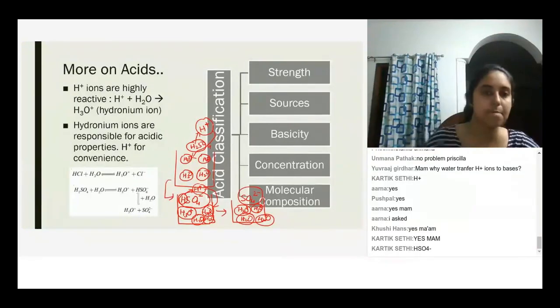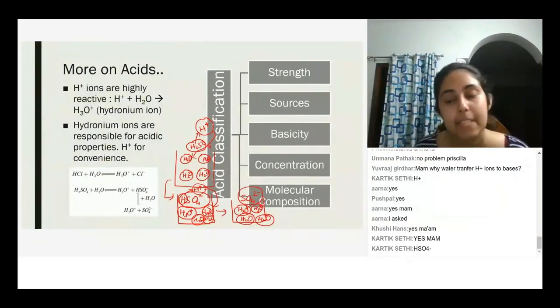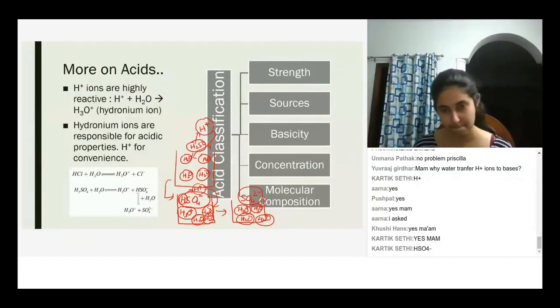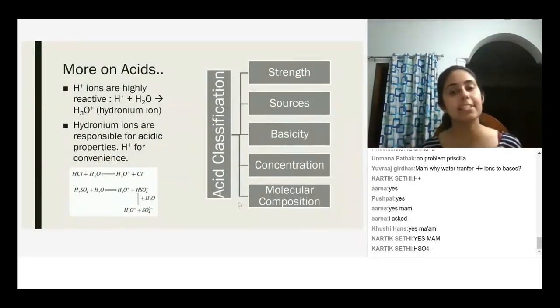Clear? But I have another doubt. If we keep it in water, or make it into an aqueous solution only, this reaction can happen, right? Yes, this can happen only if it is in water. Okay? Yes, ma'am.